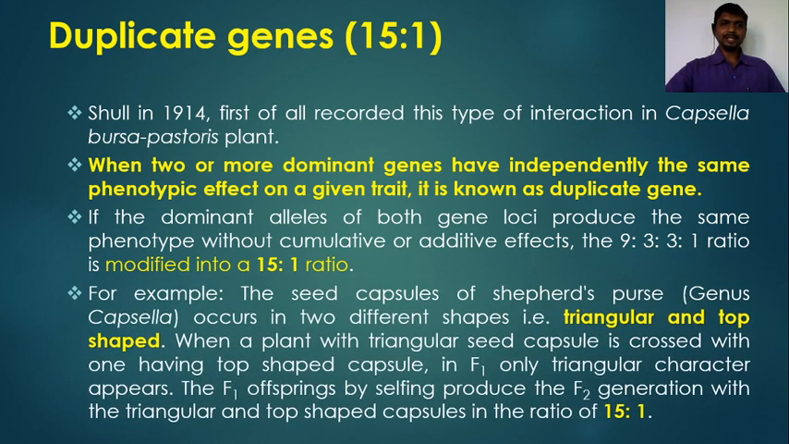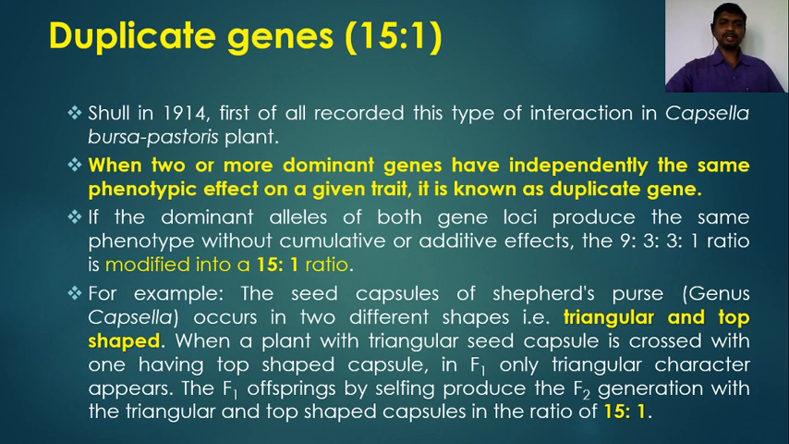To explain duplicate genes, I am going to take the example of Capsella bursa-pastoris. In this case, the seed capsule of shepherd's purse, genus Capsella, occurs in two different shapes, that is triangular and top shape. So, here we are going to consider the seed capsule shape of the Capsella genus.